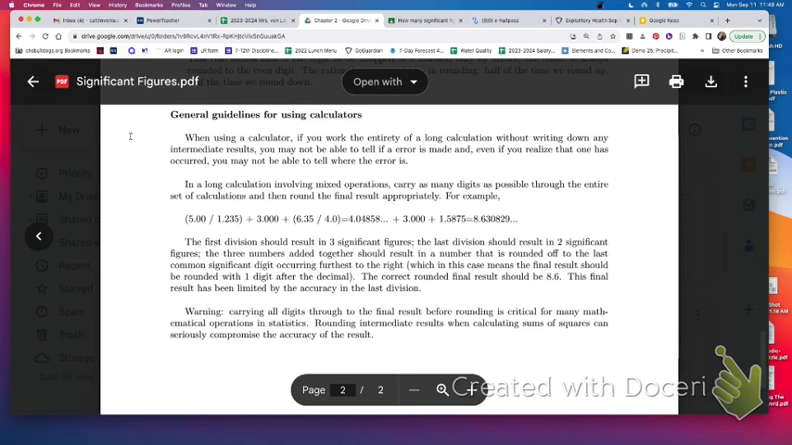Okay? If you're rounding the intermediate results when you're calculating, then you can compromise the accuracy of your results. So carry as many digits through in your calculations as you possibly can until the end, but then look back at the problem to figure out how many significant figures you should have. Okay?